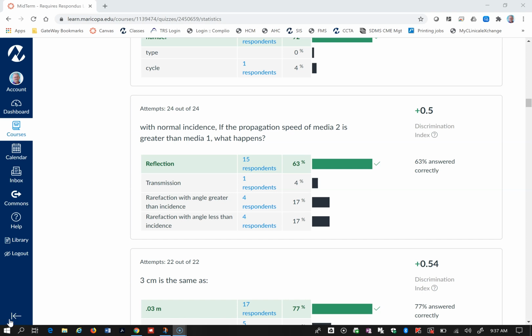Sorry, I completely misstated that. Refraction will not occur because it is normal incidence, but neither will rarefaction. Rarefaction and refraction are not the same. Rarefaction, of course, is the low pressure zone in a wave. Refraction is the bending of the transmission. Neither one occurs in this situation. The correct answer is reflection.